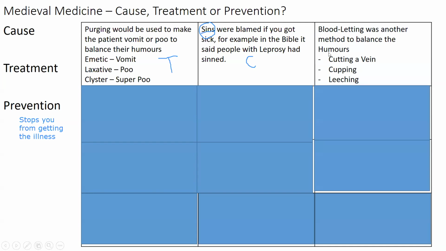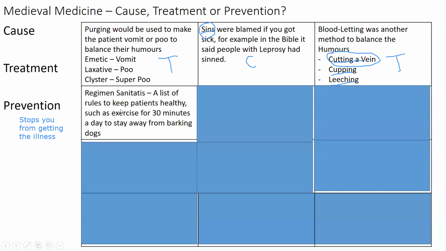Bloodletting was another method to balance the humours. Now, this was a really ineffective method to some extent because it was very dangerous. You would have to cut a vein, you would cup, or you would leech. Now, cutting a vein would be very dangerous, especially because it would be done by a barber surgeon more than likely. Cupping was when you basically placed a hot cup over a part of the skin which had a small cut on. And leeching was when you put up to 20 to 30 hungry leeches on your body to suck out the blood to balance your humours. That is a form of treatment.